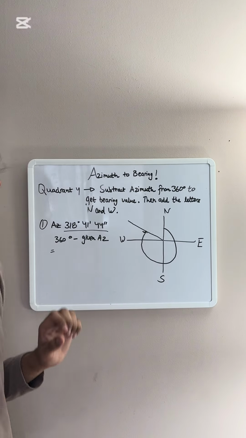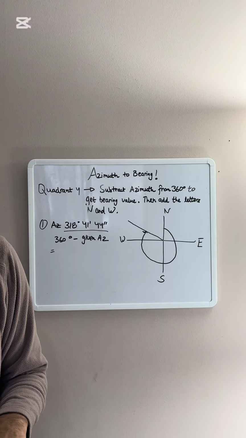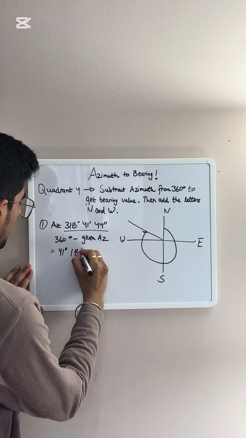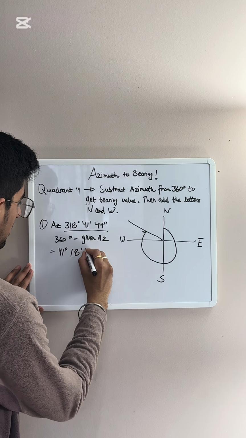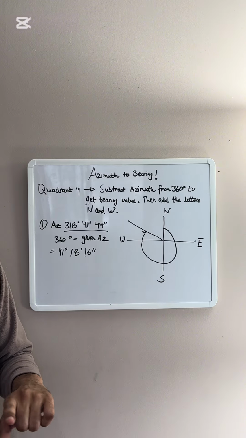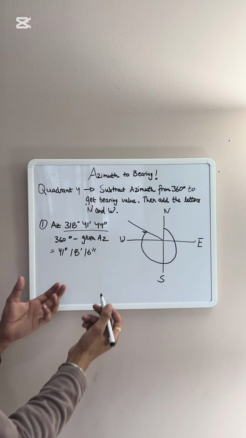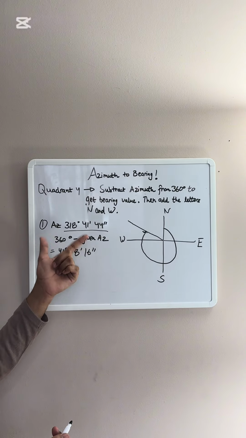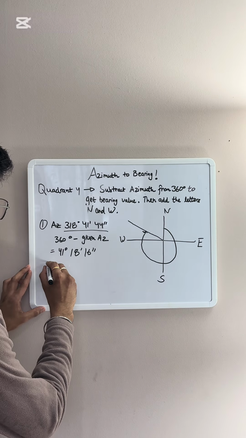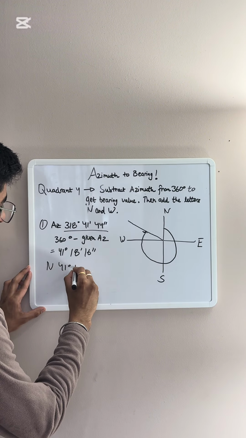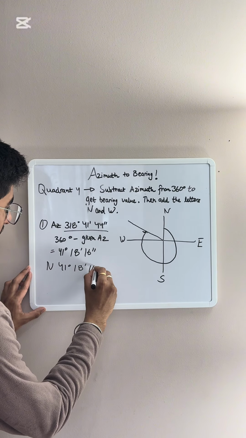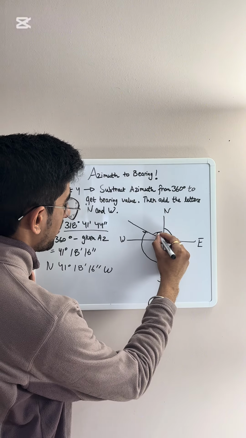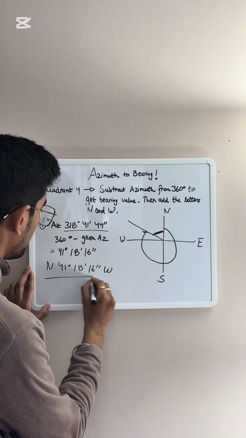I just did it on the calculator. I'll write it down: 41, 18, 60. Okay, 16 seconds, just to make sure. So here we got the bearing value. Now we just need to add the letters: north 41 degrees 16 minutes 16 seconds west. So we got this angle. This is the bearing we just found.